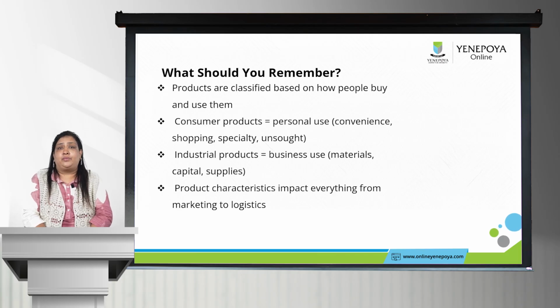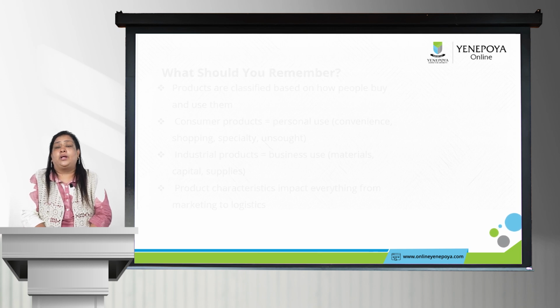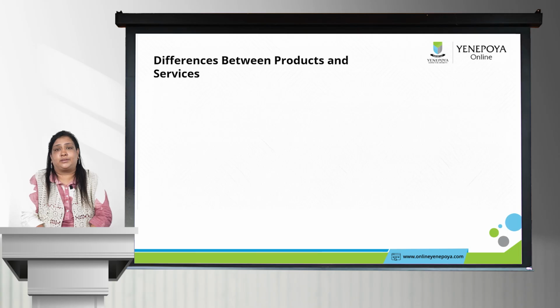I have designed one activity for students. Please try this. Think of a product you bought recently, say a pair of shoes. Was it a convenience, shopping, or specialty product for you? Second, what made you choose that product: price, brand, or design? And third, would it be classified differently if bought by a business? Please try this. And now let us move on to the difference between products and services.